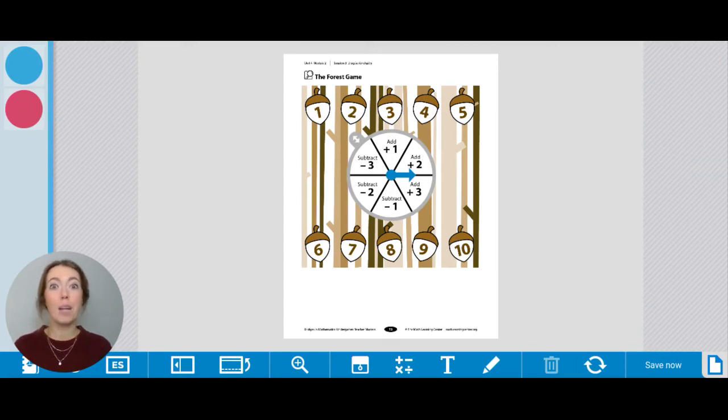Let's play the forest game together. I'm going to play with one player, and I'm going to ask you lots of questions along the way to help me. Here you can see our acorns and the spinner.